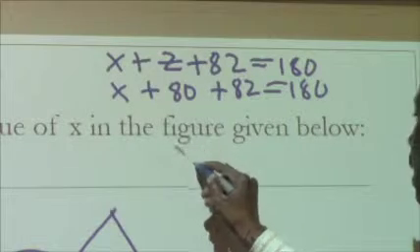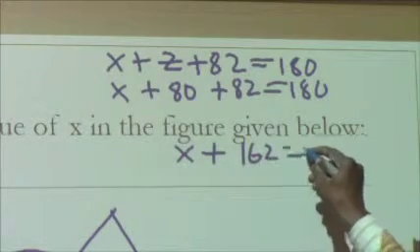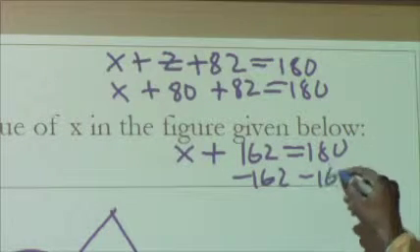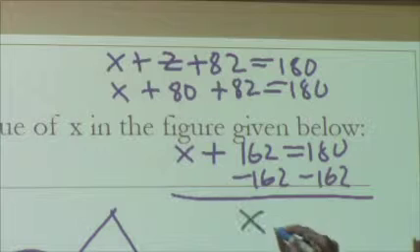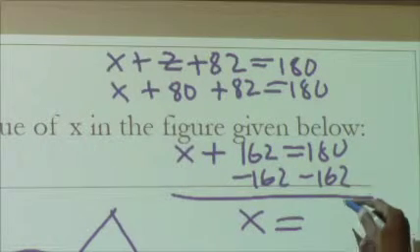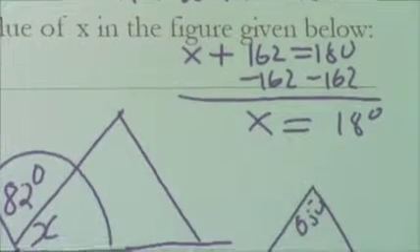So 80 plus 82 would be equal to 162. That's 180 minus 162. So I have X is going to be equal to 18 degrees. Now that's one way of finding this angle.